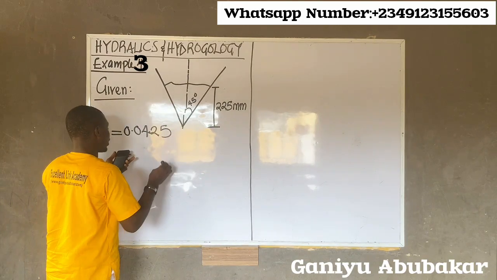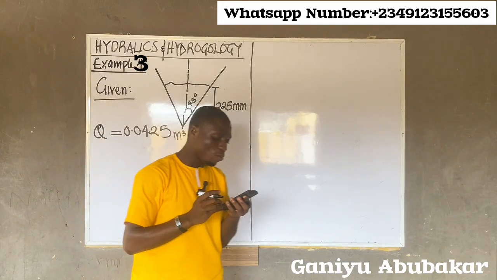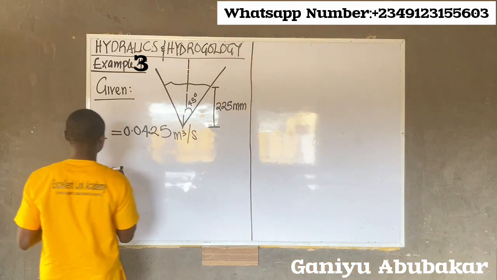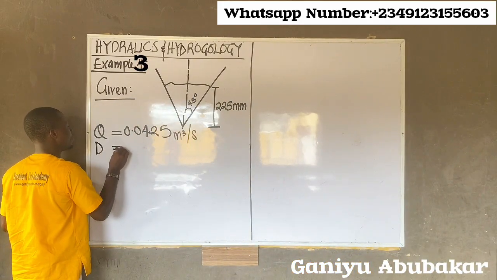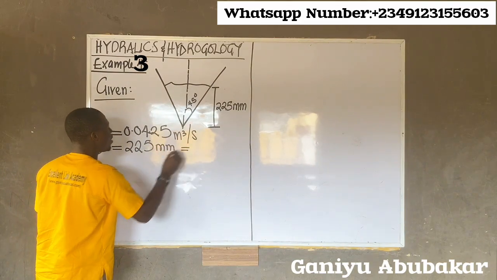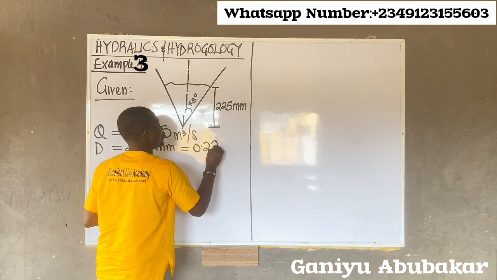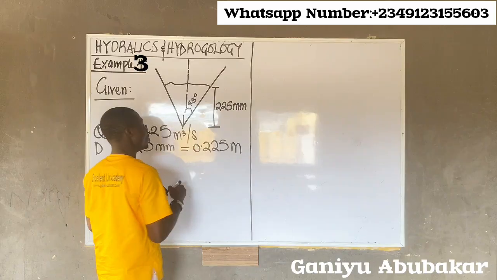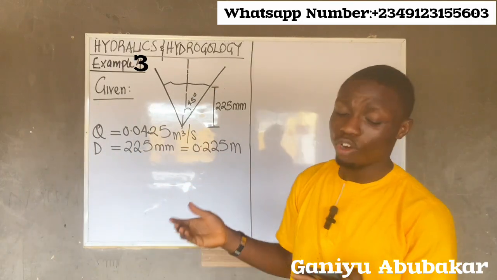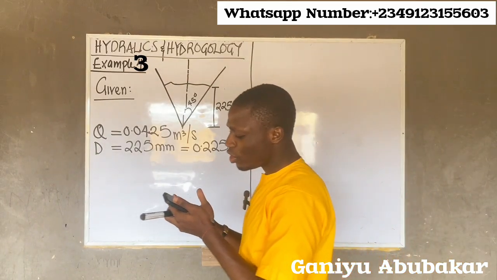Q there is 0.0425, of course, meter cube per second. Next up, when the depth, that's D, of water at the center is 225 millimeter. So D, which is the depth, is 225 millimeter. Please convert 225 millimeter to meters. How do you do that? Divide the value by 1000. You have 0.225 meter. And next it says calculate the slope.